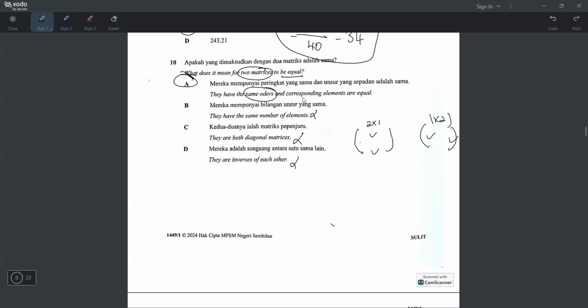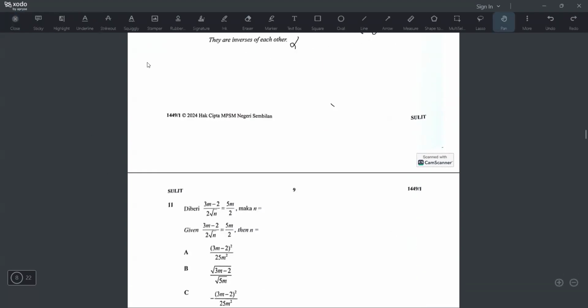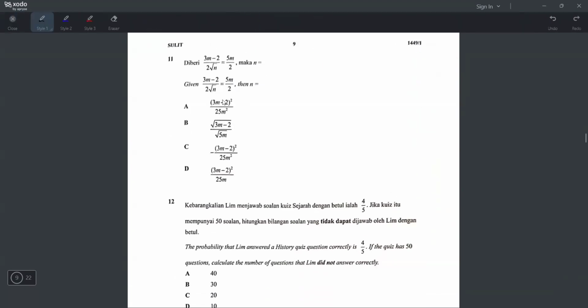They have the same order and the corresponding elements are equal. Yeah, this is correct. So it must be the same order, both, and also all the corresponding elements equal, right? So yeah, that's the answer. Okay, let's continue. Number 11.